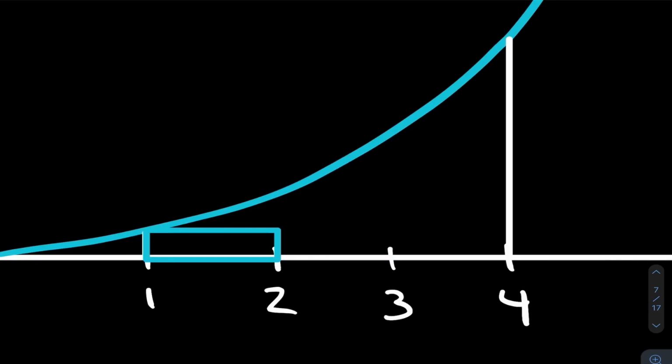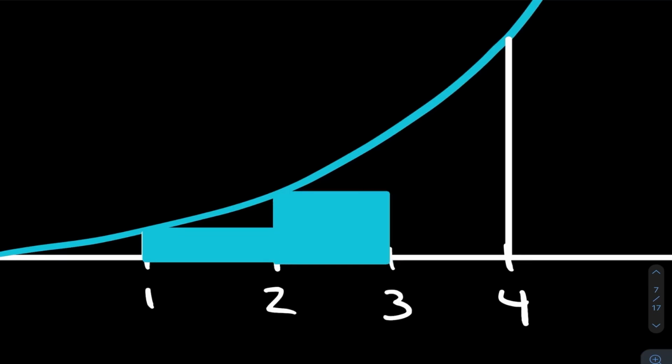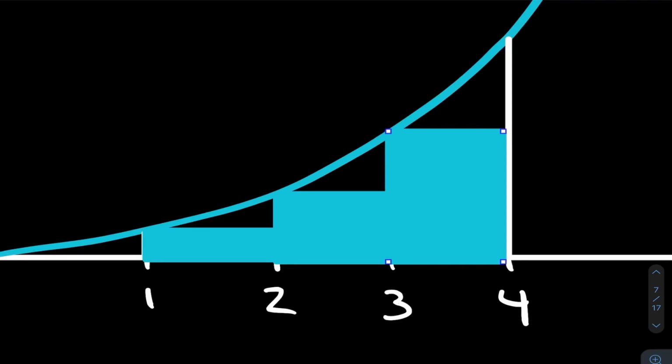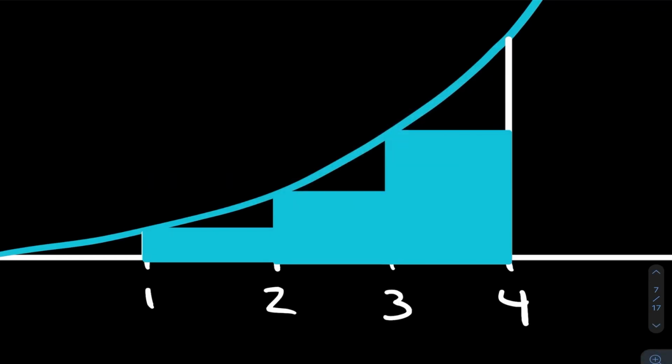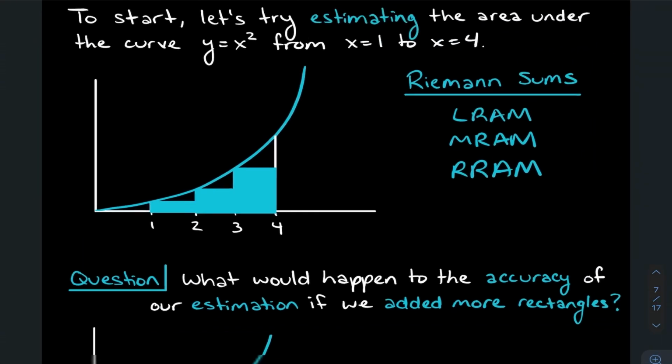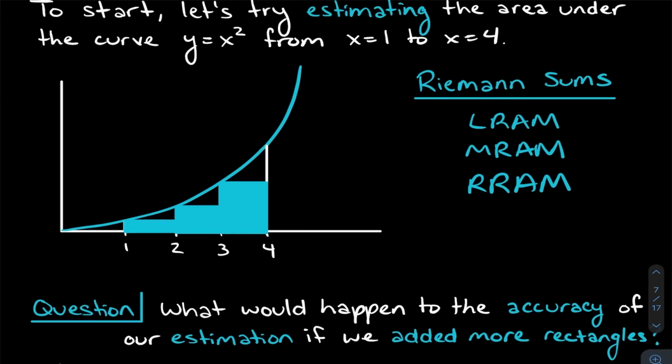But for the sake of this example, I'm going to do an LRAM. We're going to talk about it quick and see what area we get. So we'll just go right here. There's another rectangle, and then we'll do our last rectangle here, over to 4. There you go. The left corner of the rectangle is going to touch the curve every time, and we can add up the areas of these rectangles pretty easily.